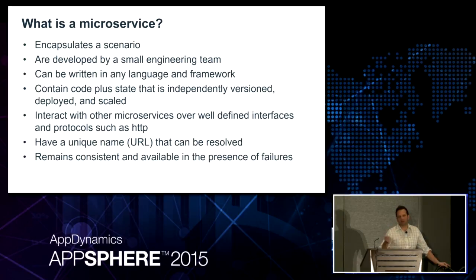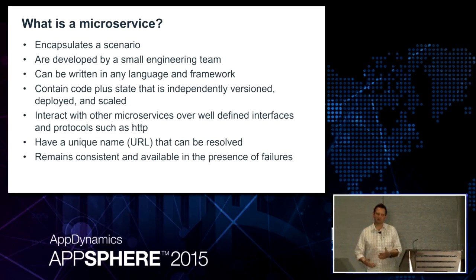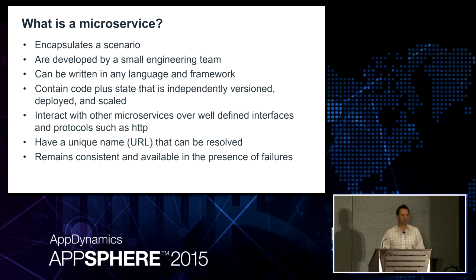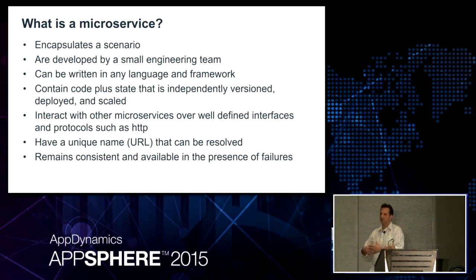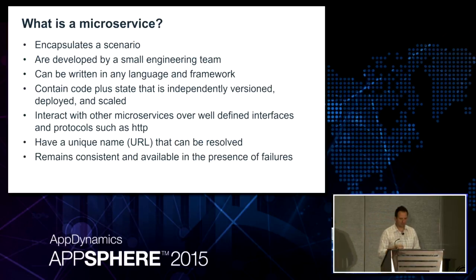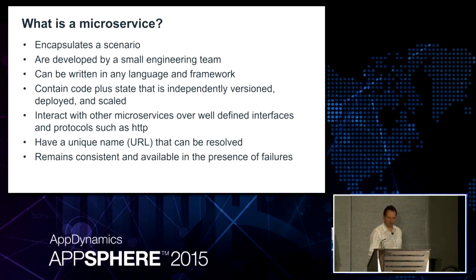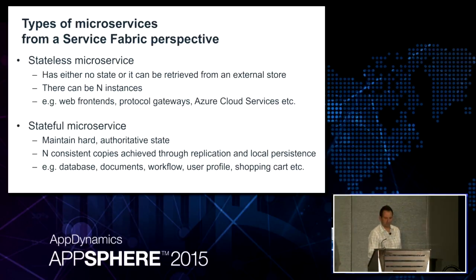It also contains the code plus state. In a monolith application, you had a database, right? A ginormous database. In the microservices world, you think about decentralizing your data. You have your service and your data close together, right? By doing that, you can deploy a new service and its data schema independently from all the other services. Microservices interact with other services through known protocols like HTTP and so on, have unique URLs, and they should stay consistent and available.